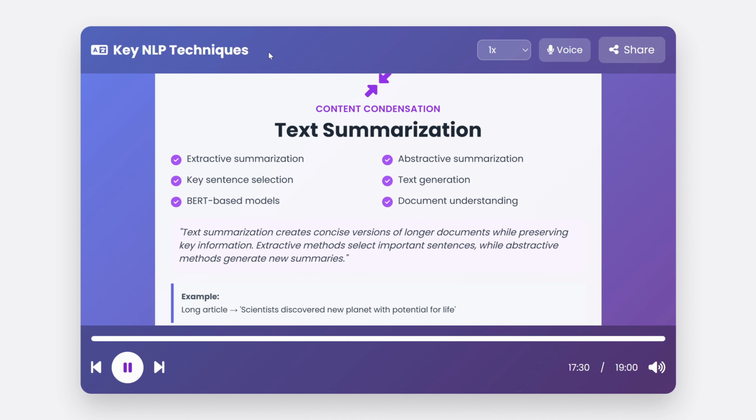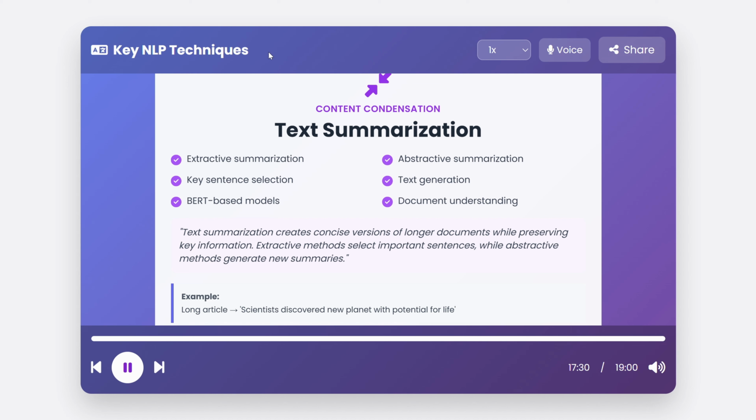Text summarization creates concise versions of longer documents while preserving key information and main ideas. There are two main approaches: extractive summarization, which selects important sentences from the original text, and abstractive summarization, which generates new summaries using natural language generation. Modern systems use BERT-based models and transformer architectures to understand document content and generate coherent summaries.